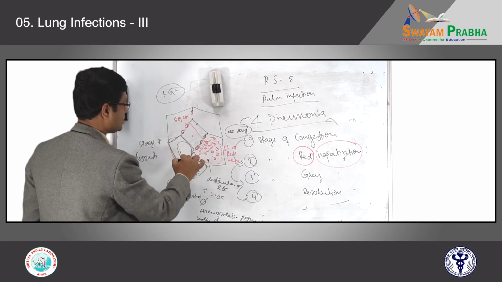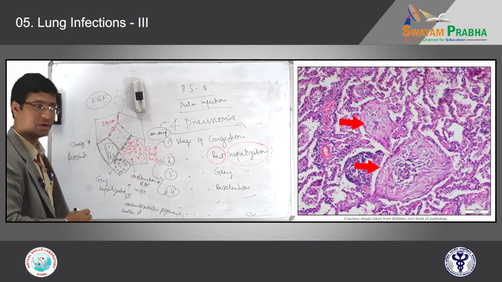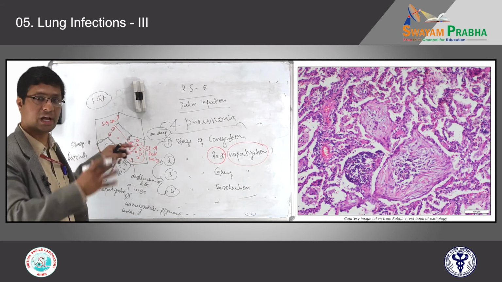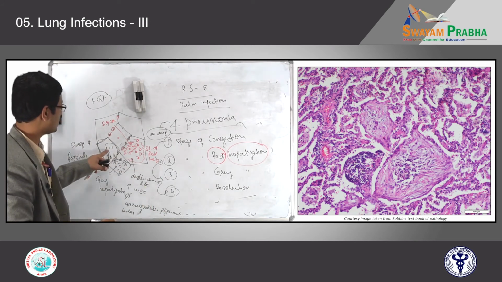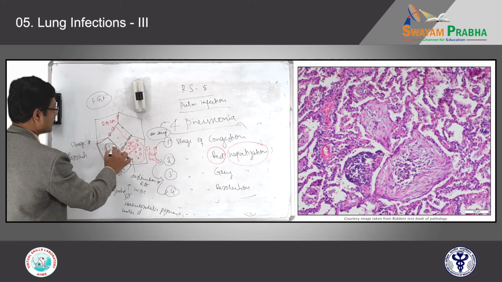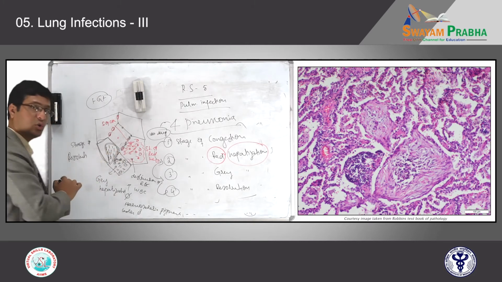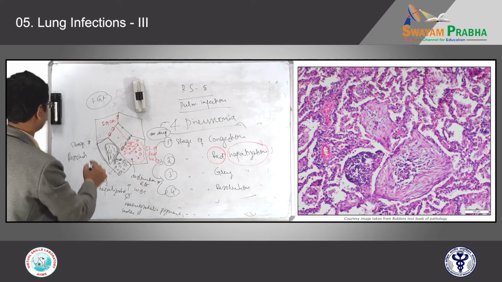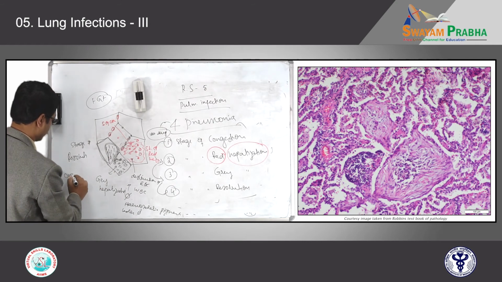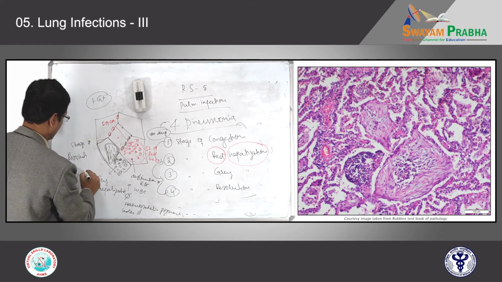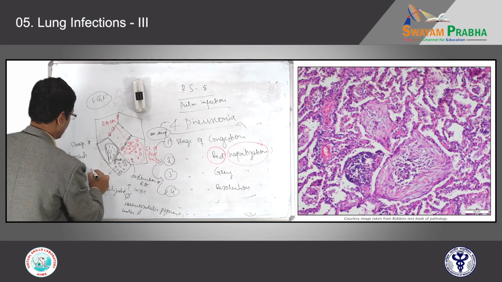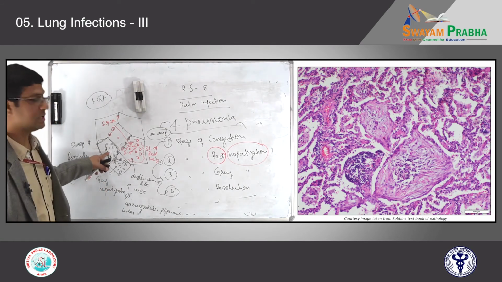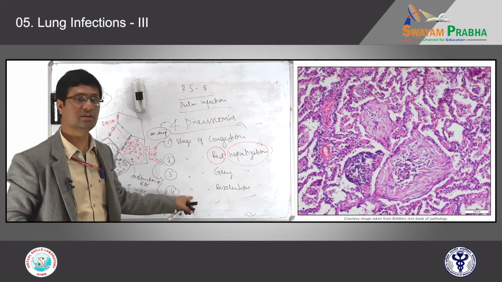fill up. These are the elongated cells, fill up the alveolar lumen. Gradually it will be cleared off. So this presence of fibroblastic plug in the alveolar lumen, we call it as organization. And gradually this will be cleared. This is the stage of resolution.